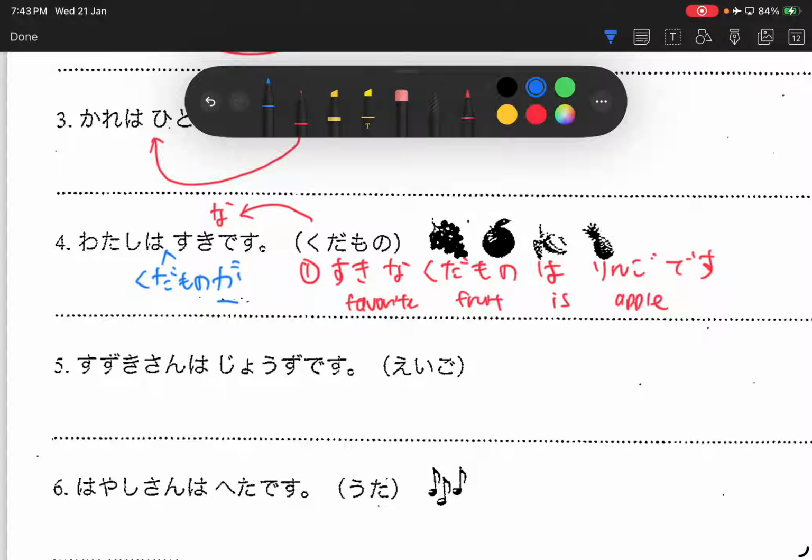But just now you were saying 好き果物. You can phrase it like that. But you need to put a な in the middle. 好きな果物はリンゴです. So favorite fruit is apple.